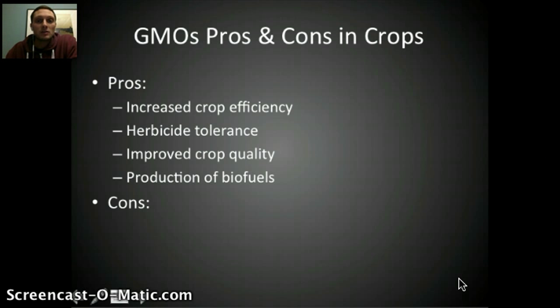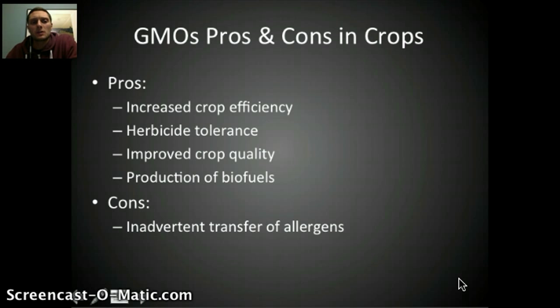Fuel is a major topic, especially in the United States: the use of gasoline, and looking towards cleaner sources of energy, with biofuels being a potential source of energy that could be used for machines and for vehicles. With all of these pros, and I'm sure that if you were to do a bit of research, you could probably find quite a few more.